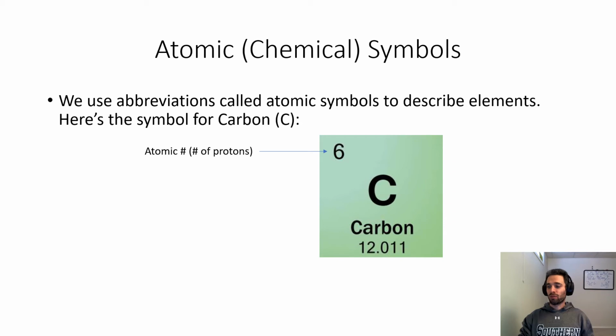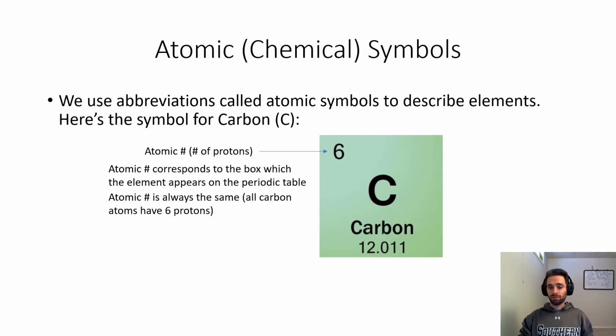If you remember from our last lecture, we said protons are those particles in the nucleus of an atom that are positively charged. The atomic number corresponds to the box in which the element appears on the periodic table. The atomic number is always the same. All carbon atoms have 6 protons.